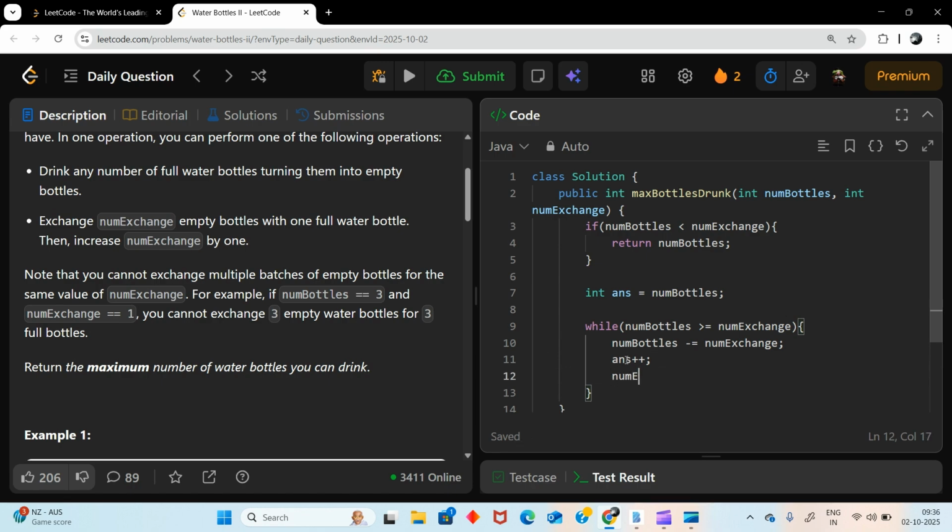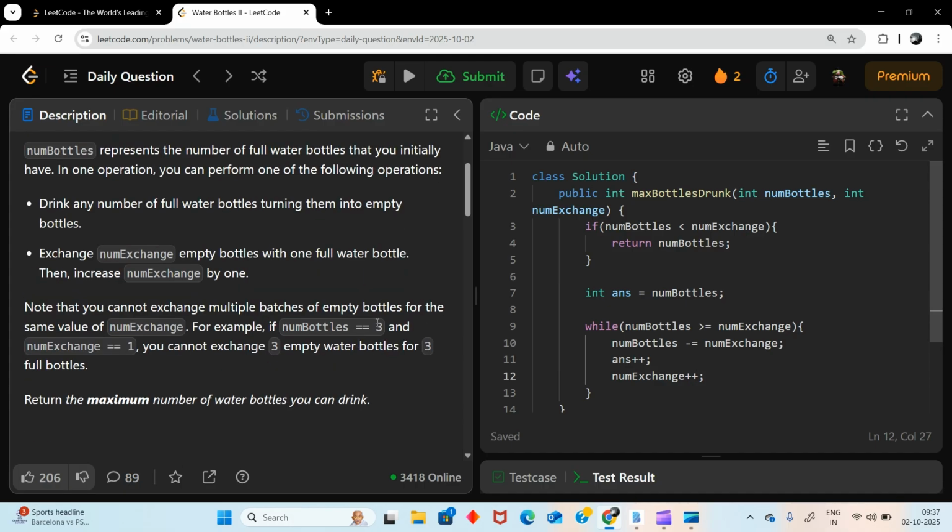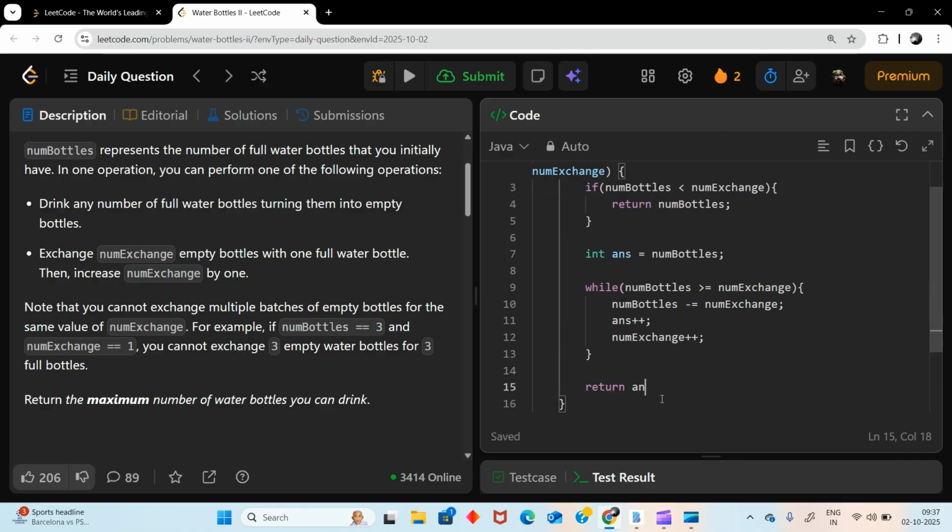And now we also have to increase this num exchange as well. Here if you see, increase num exchange by 1. In the condition it is given. Now after this we will return answer.